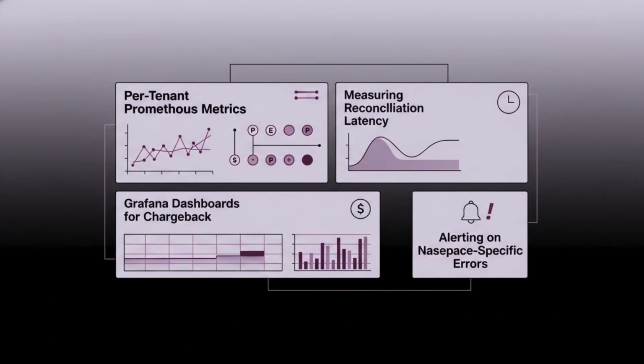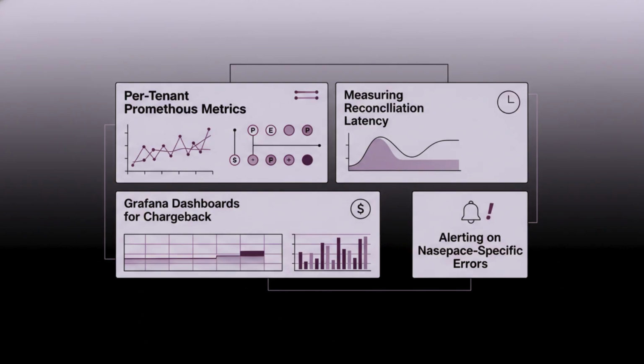You cannot manage what you cannot measure. In a multi-tenant environment, monitoring must be tenant-aware. This means every metric exported by our operators should include a tenant or a namespace label. Using Prometheus and Grafana, we can create dashboards that show resource consumption and operator health on a per-tenant basis. This is not just for troubleshooting. It's also for chargeback or showback models, where you need to report infrastructure costs back to specific business units.